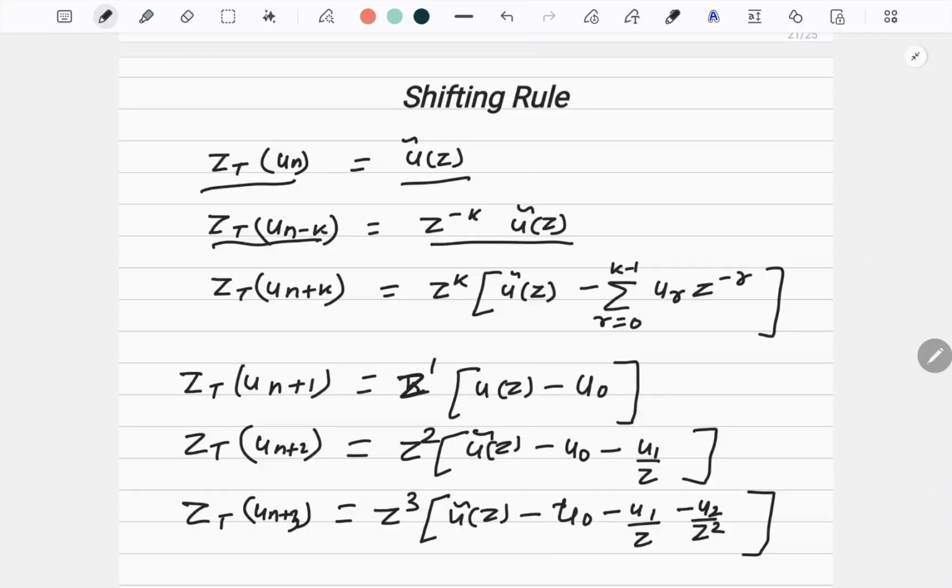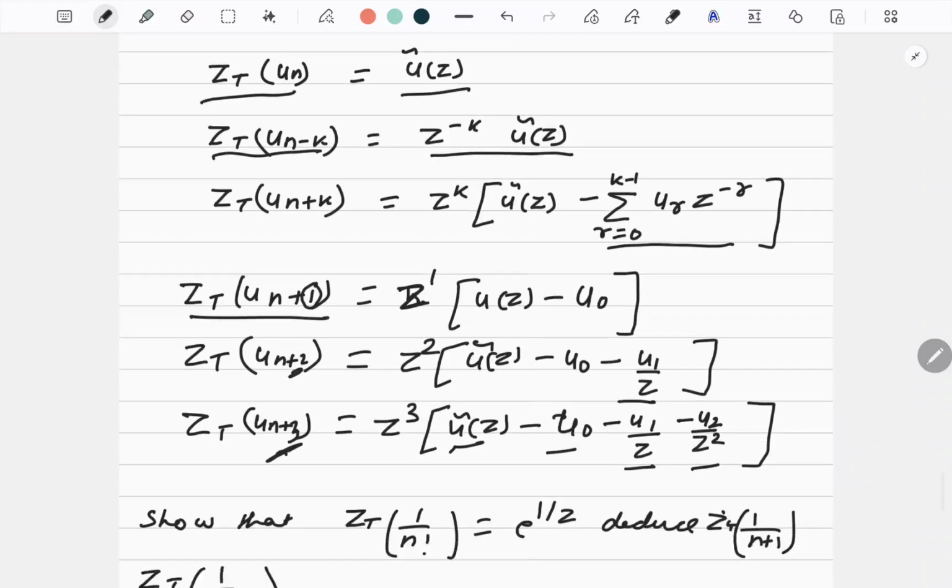Now for example, if I want to apply this on u_(n+1), first z to the power 1 will come, then in the bracket U(z) will come, and when I open this summation I will put r equals 0, so u_0 only will come. Same way for u_(n+2), z square will come out, and inside you will start from U(z) minus u_0 minus u_1 by z. Same way for n plus 3, z cube will come out, then U(z), then u_0, then u_1 by z, and then u_2 by z square. So this is how we apply the shifting property.